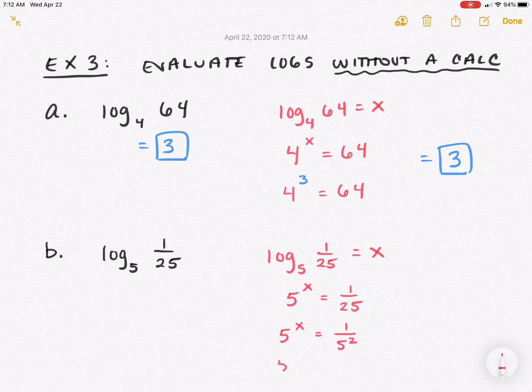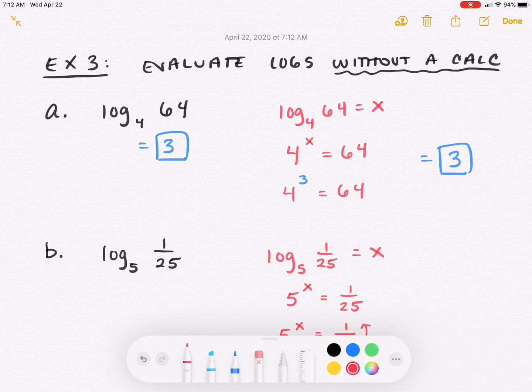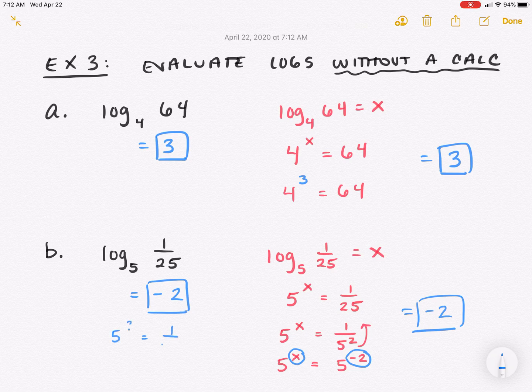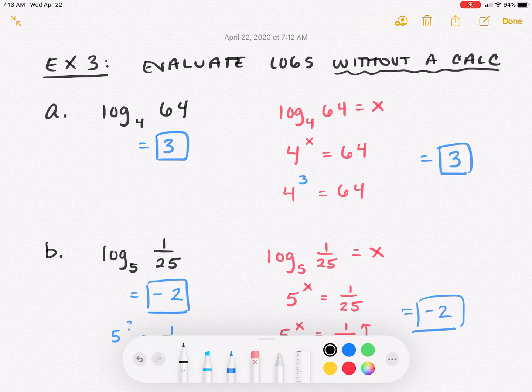I could then say that 5 to the x power, I could flip this into the numerator if I make it 5 to the negative 2. So now that I have common bases, I can see that x is actually equal to negative 2. So we say log base 5 of 1/25 is equal to negative 2. What we're really doing is saying 5 to what power gives us 1 over 25. And a lot of times people can tell by looking once they understand that. Let's look at a couple more problems that maybe we can't just tell by looking.